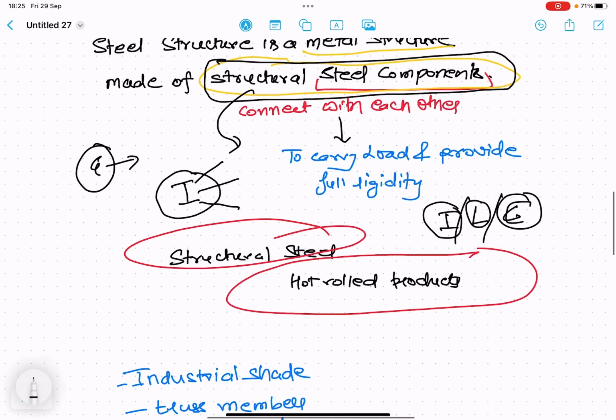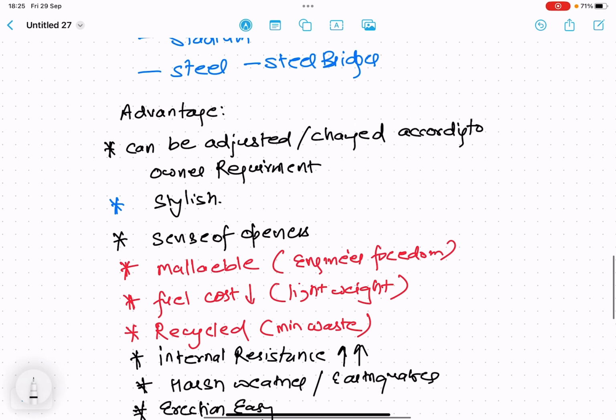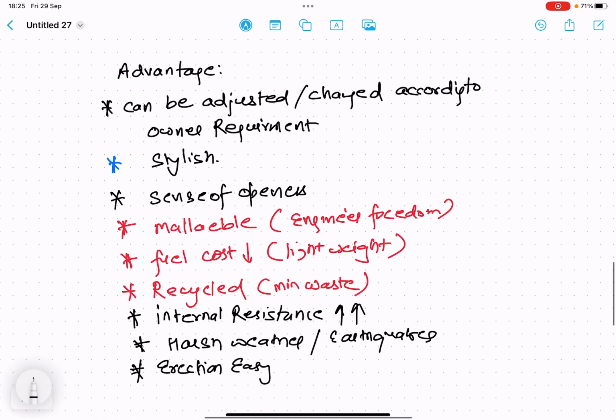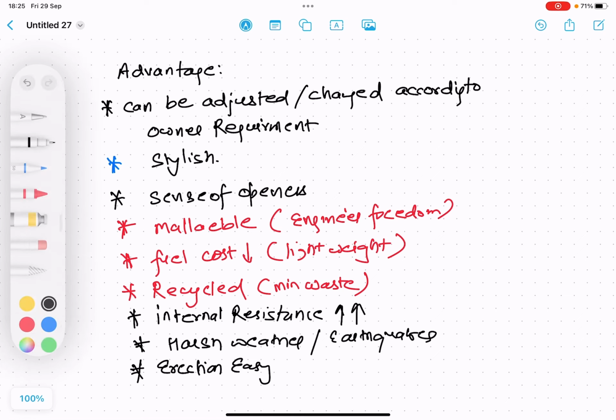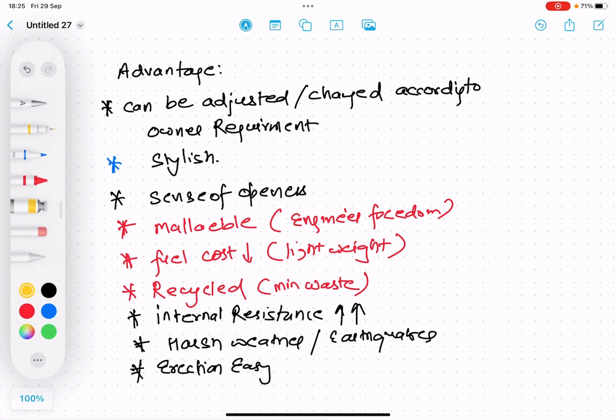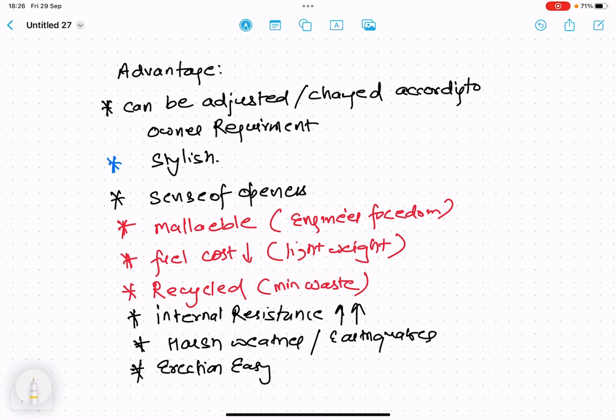Now the question comes, why are steel structures important? What are the advantages of having the steel structure? The same work can be done by RCC, but why steel structure? So we will understand some points on why steel structure comes into the picture. First, it can be adjusted and changed according to the owner requirement. With a steel structure, whatever the owner requirement is, you can easily change it. Suppose it is RCC.